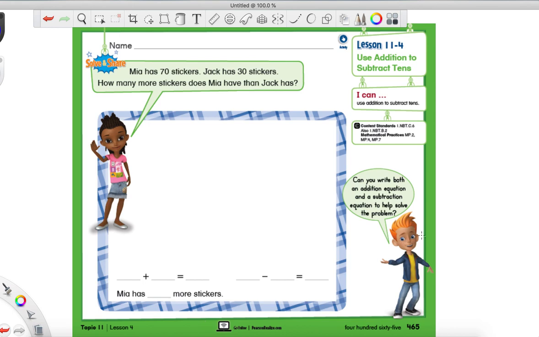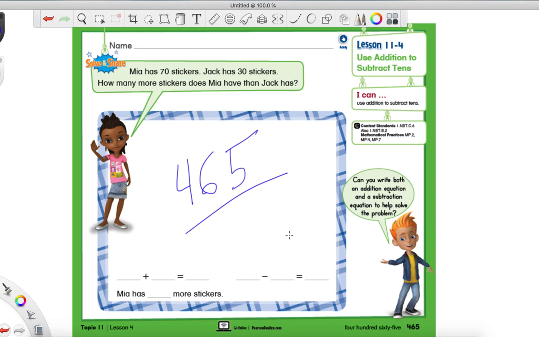Hello again, everybody. It's Mr. Montgomery, and today we need to make sure we have our Robot Turtle book out just like every other day. If you don't have your Robot Turtle book, please go get it. And if you do have your Robot Turtle book, make sure it's open to page 465.